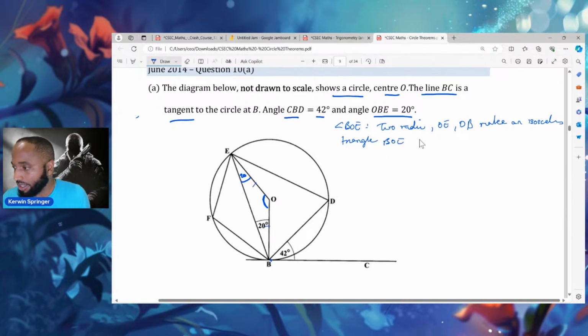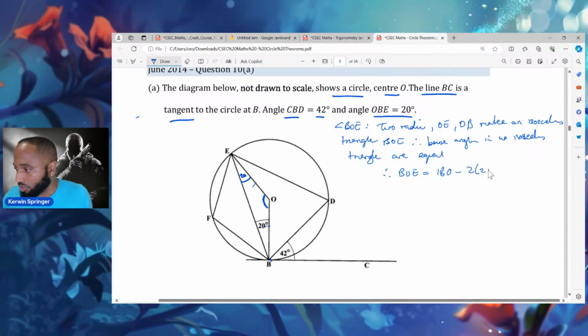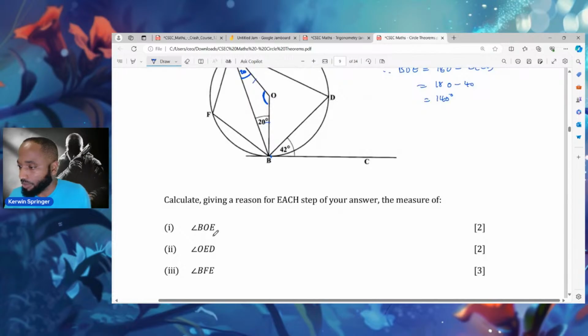Therefore, the base angles in an isosceles triangle are equal. Who am I kidding, I always write like this. So therefore, angle BOE has to be equal to 180 minus 2 times the 20. So 180 minus 40 is 140 degrees. All right, what's the next one?